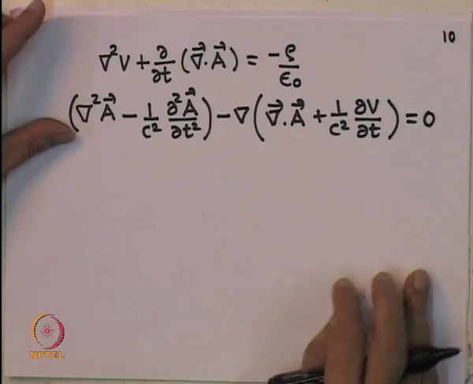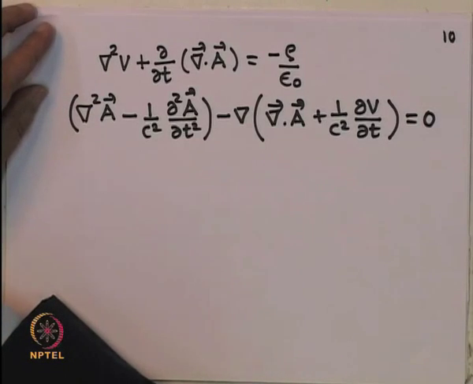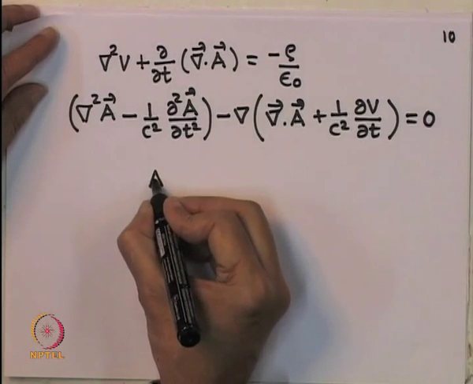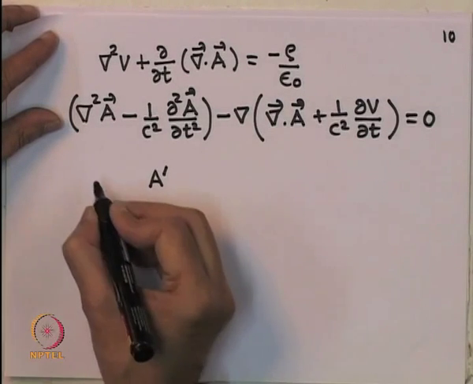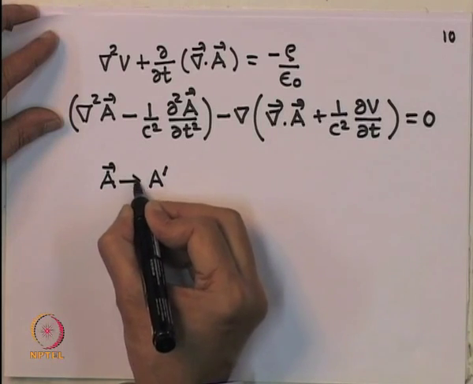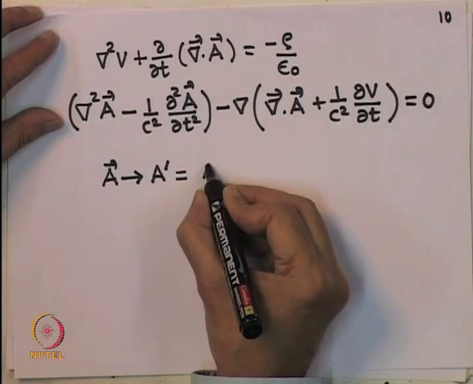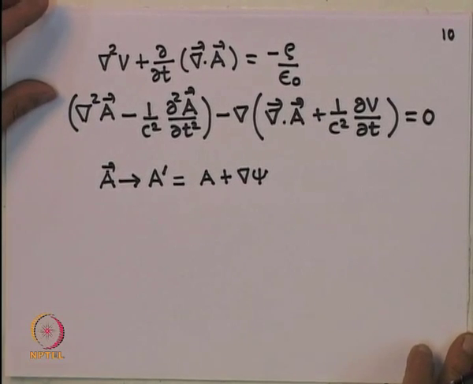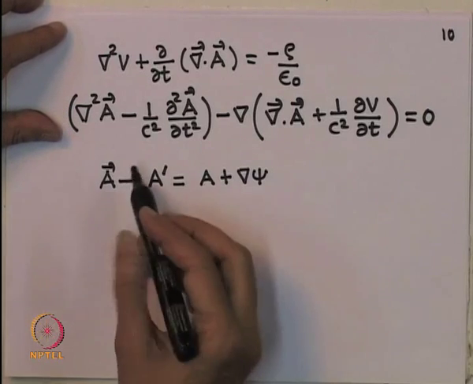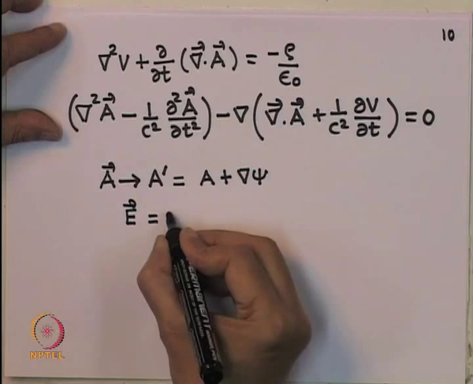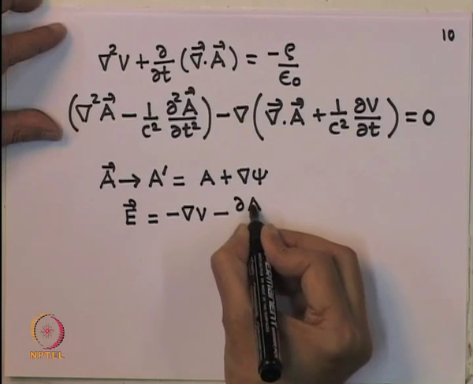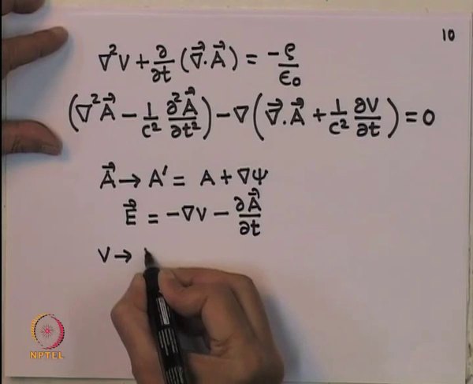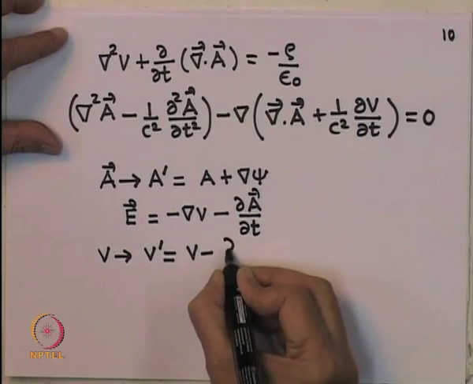Now, what we will do is try to do what is known as a gauge transformation. Notice one thing, that we know that there is an indeterminacy with respect to the definition of the vector potential. That is, I can always let A go to A prime, which is equal to A plus a gradient of a scalar function. And similarly, with respect to the scalar potential, I can always add a constant. So, you notice that my electric field E was minus grad V minus dA by dt. Suppose I let V go to V prime equal to V minus d psi by dt.